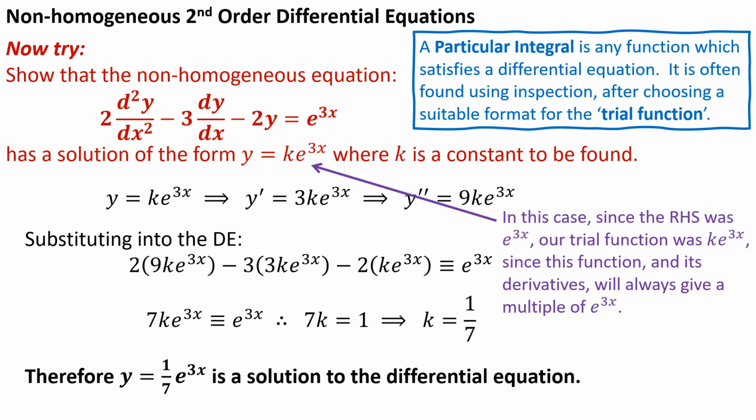If we ever have a right-hand side which is e to the power of something x, we preserve the value of the something. So e to the 3x is going to be produced by derivatives of e to the 3x. And so the only variation we need to incorporate is what constant we put at the front.